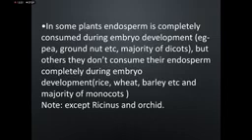But in some others, like monocots, they don't consume their endosperm completely during embryo development. That means a portion is conserved for the future. Example: rice, wheat, barley, etc., the majority of monocots. But some exceptions are there.